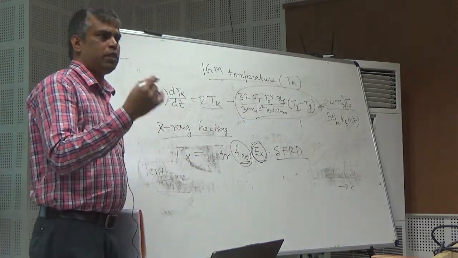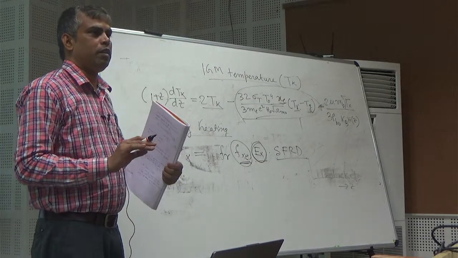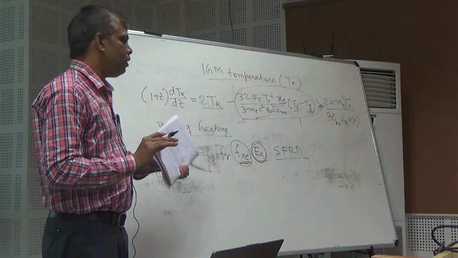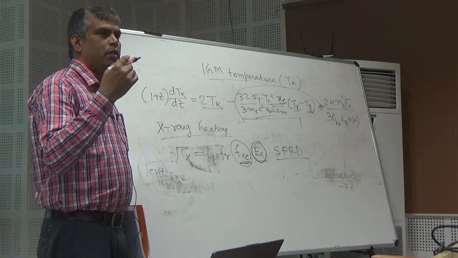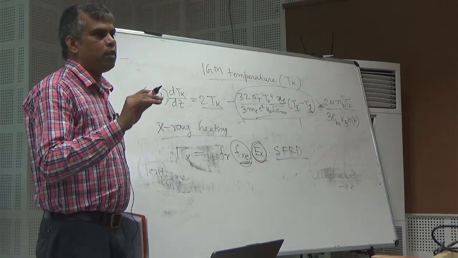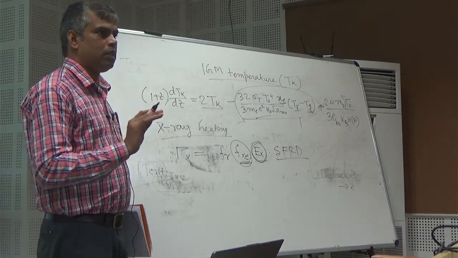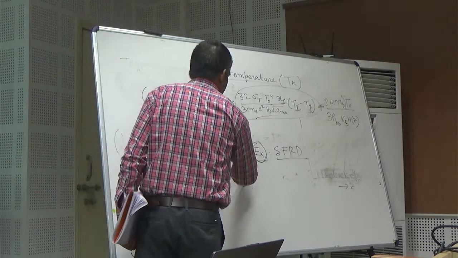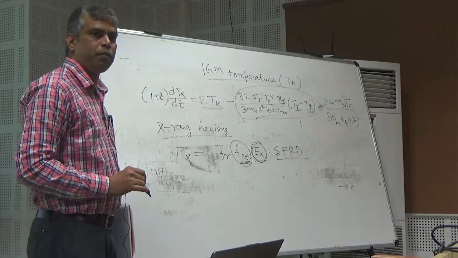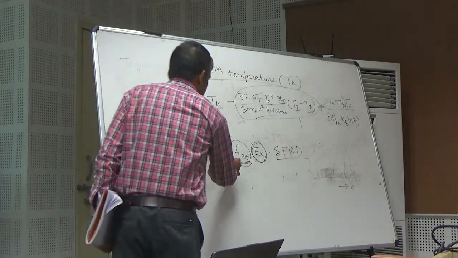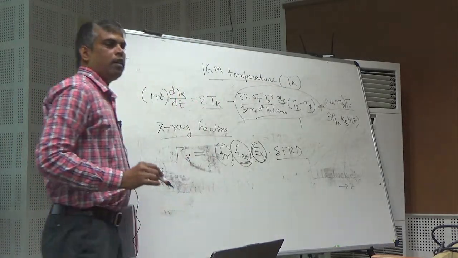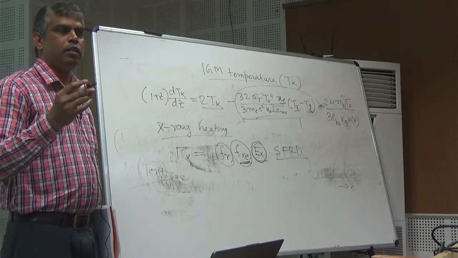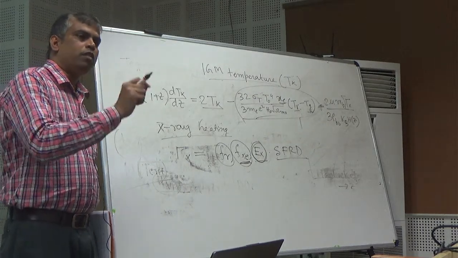Now this is a very simplistic model. Of course, it's not that simple. It can be mass dependent, and it depends on redshift. But for simplicity, to understand the basic idea, we are just assuming it to be a constant. And this is the fraction of total X-ray energy that is being used for heating.